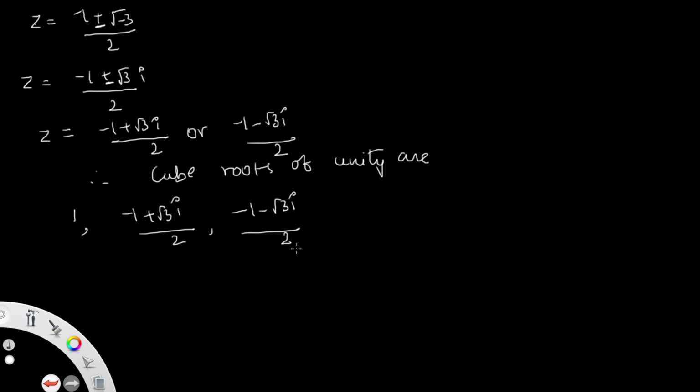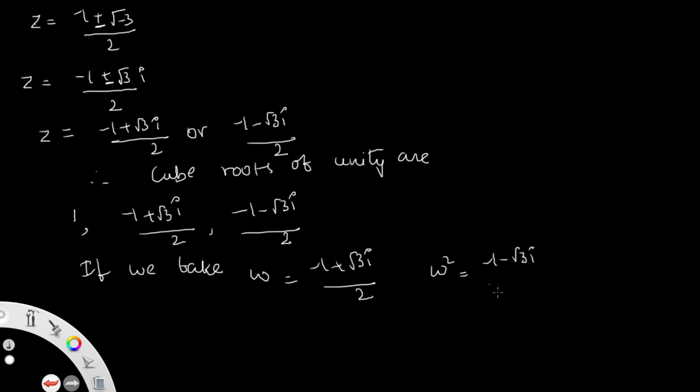So now let us take some notation from now onwards. Minus 1 plus root 3i by 2, we take as omega, and the second one, minus 1 minus root 3i by 2, we call omega square.